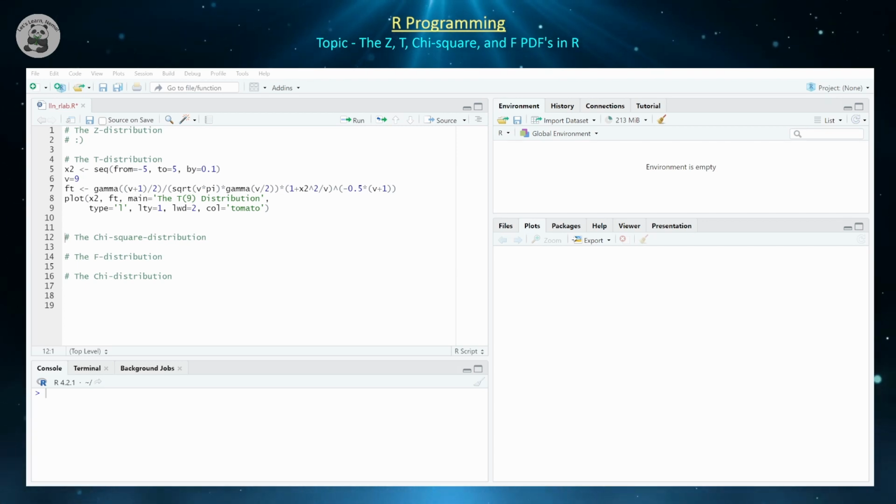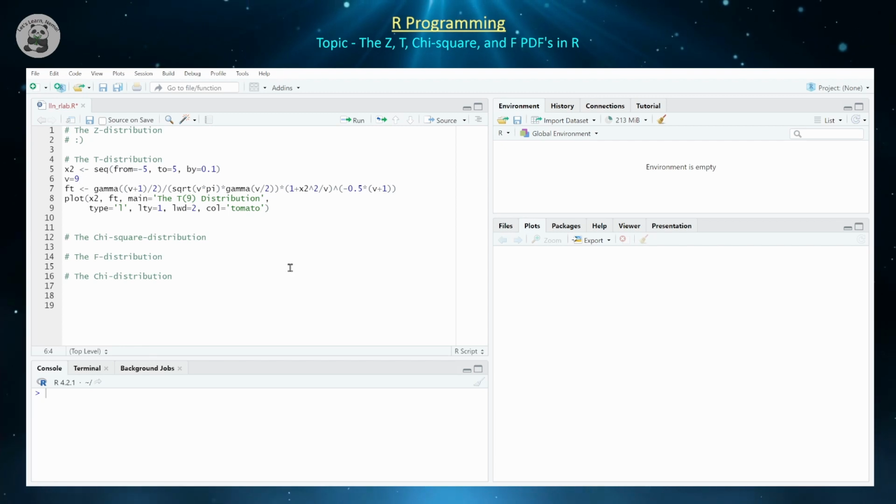Because for each degrees of freedom, you're going to have a different t-distribution, unlike the z-distribution where there's actually only one z-distribution. So just like I had with the z-distribution, I've defined my domain to be from -5 to 5 in an increment of 0.1.